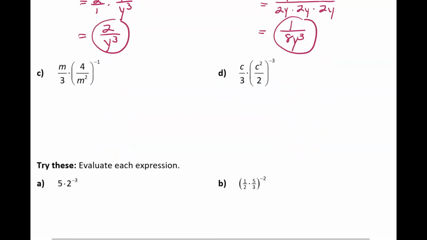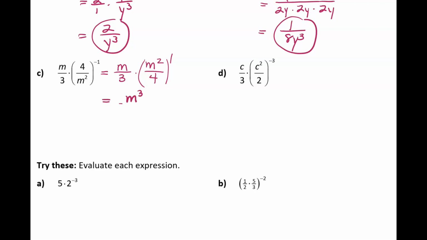In G, we have m over 3 times 4 over m squared raised to the negative 1. So we need to do the exponent part first. That would be m squared over 4 raised to the positive 1 power. Well, raising to the positive 1 power is just m squared over 4. So now we can just multiply, and that'll give us m cubed over 12.